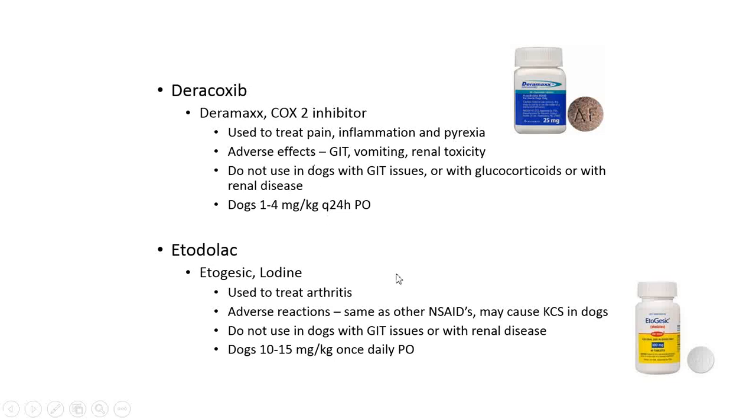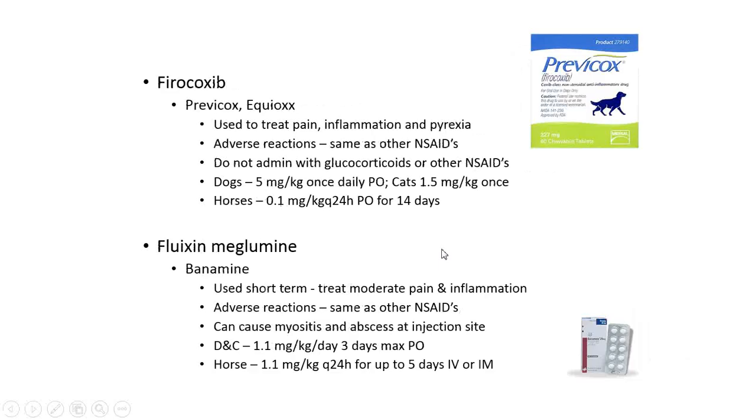Deramaxx is a coxib, a fairly good NSAID, an anti-inflammatory pain treatment for animals. I've used it some. You've got to be careful for GI tract issues. You look for blood in the stool, things like this. And again, some of these I'm just going to kind of breeze through. Previcox is used for a lot of dogs with chronic hip problems, chronic hip dysplasia, things like that. It can be used both in horses and dogs.